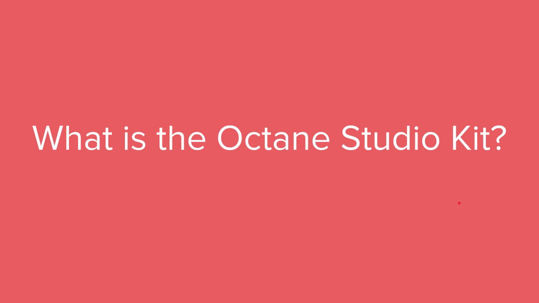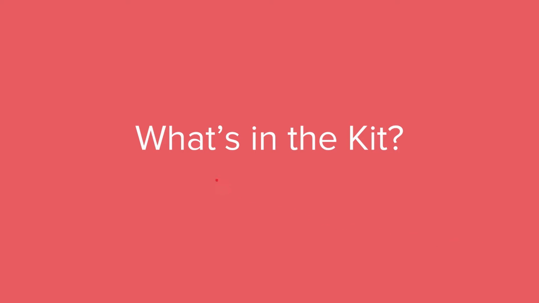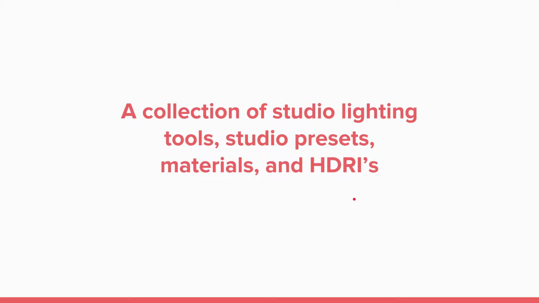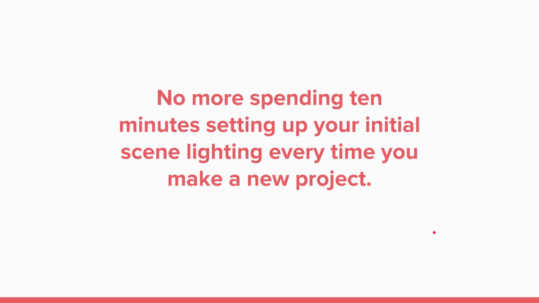So for those of you that have used the Octane Studio Kit before, you may know what it is, but those of you that don't know, well, what is it? It's a studio lighting kit for serious Cinema 4D artists who want to make anything look great. And it's full of a lot of really useful tools. So what's in it? A collection of studio lighting presets, a number of different tools and materials, HDRs, color correction presets, and so on. So what's in it for you? Why is this worth your time and money?